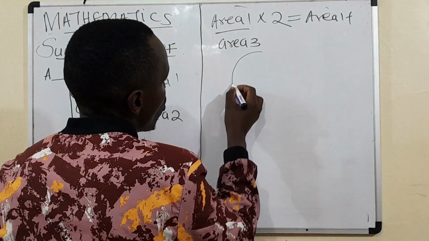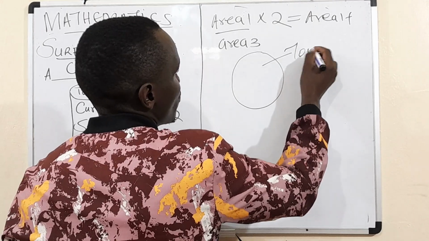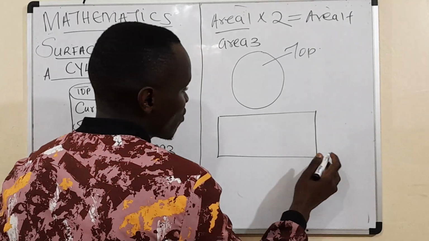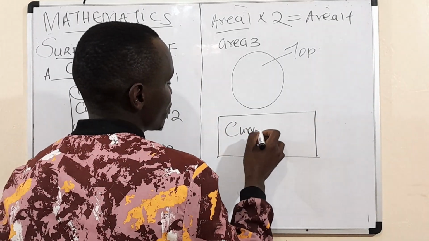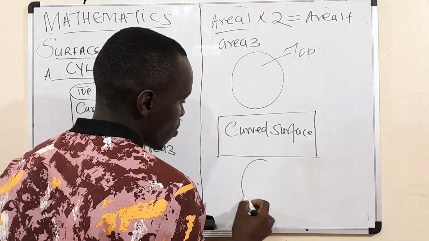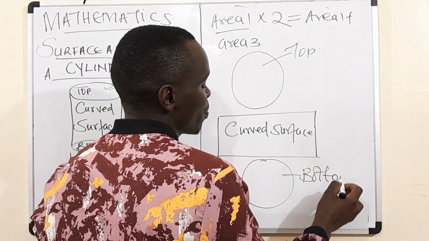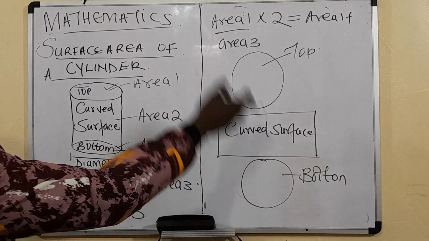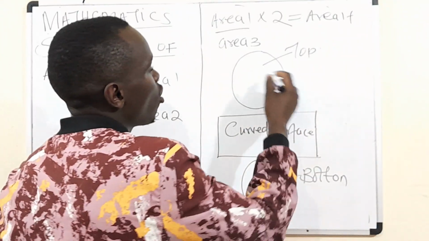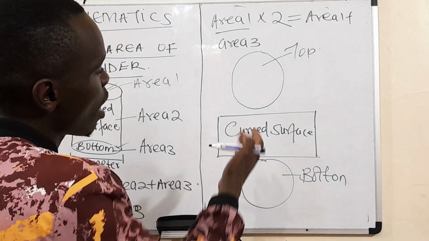When we try to open it, we will have the top, this is the top part. Then we will have the middle part, which is the curved surface. This is a curved surface. And then we will have the bottom part, which is another circle. So this is a circle as we dismantle it part by part. And we are saying that the top and bottom are of equal size, so their area is the same. Then you add the curved surface.